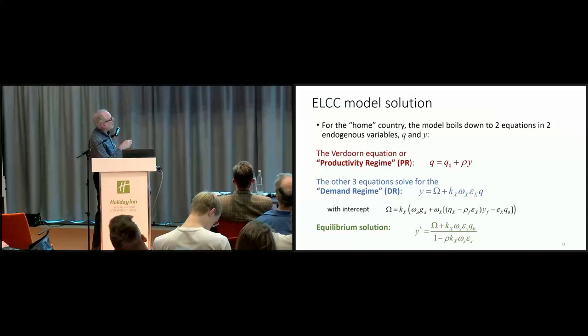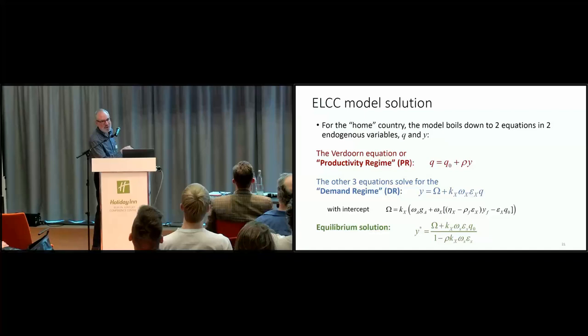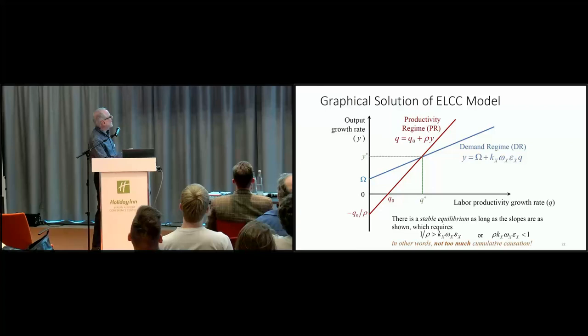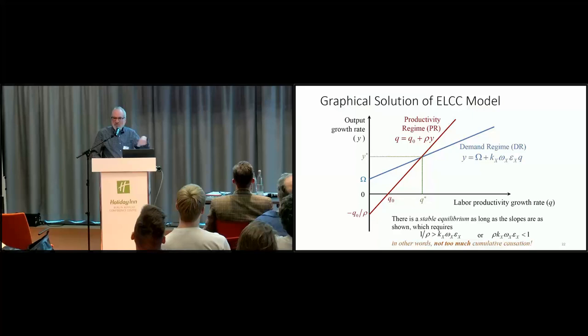which Setterfield and Cornwall call the productivity regime, that's just the Verdoorn equation, and the demand regime, which is the other three equations combined. And somewhat paradoxically, from Kaldor, who wrote an article criticizing equilibrium economics, it has an equilibrium solution, y star equals this expression. And that can be shown as a graph relating output growth to labor productivity growth. Both of those relationships, the demand regime and productivity regime, are upward sloping. If the productivity regime one is steeper, then there's a stable and positive equilibrium. That requires, in turn, that the cumulative causation, these positive feedbacks, are not too strong. Otherwise, there would be no equilibrium in the first quadrant, and the system would be extremely unstable, to put it mildly.